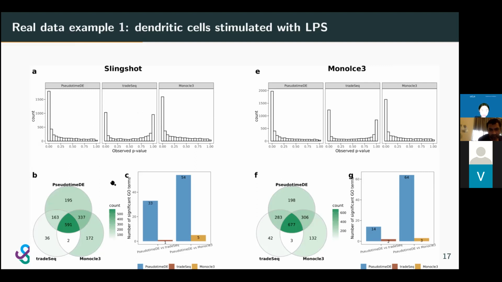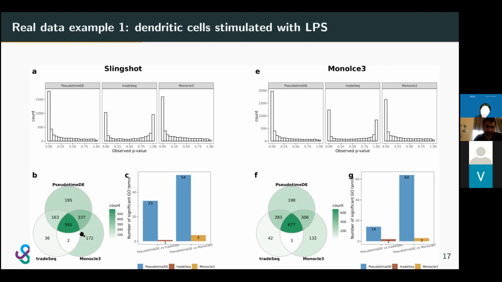So this is the number of DE genes detected by each method and the Venn diagram. We see that indeed, PseudotimeDE captures most of the DE genes found by tree-seq. Only 36 and 2, 38, are missed, but the majority is captured by PseudotimeDE. And between PseudotimeDE and Monocle 3, there is some discrepancy.